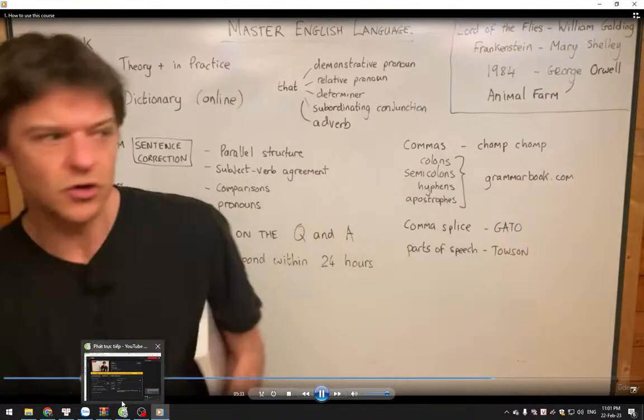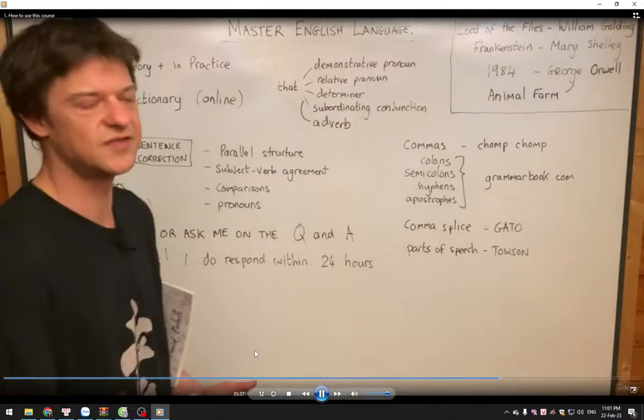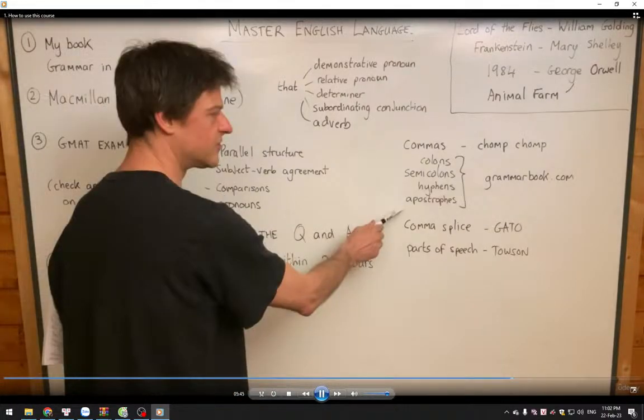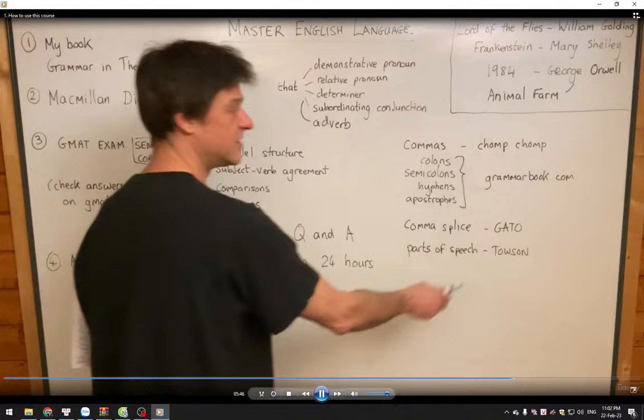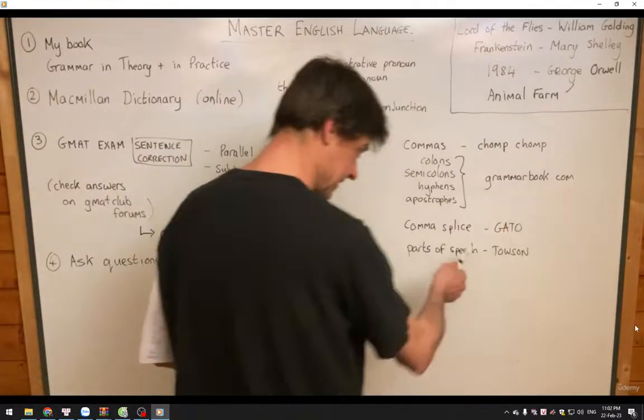For extra comma exercises, you've got a website called chompchomp.com. Fantastic exercises for commas, especially exercise 3 and exercise 4. Grammar Book has some great exercises on colons, semicolons, hyphens, apostrophes. That's grammarbook.com. For the comma splice, I've made a class anyway on this that shows you the link.